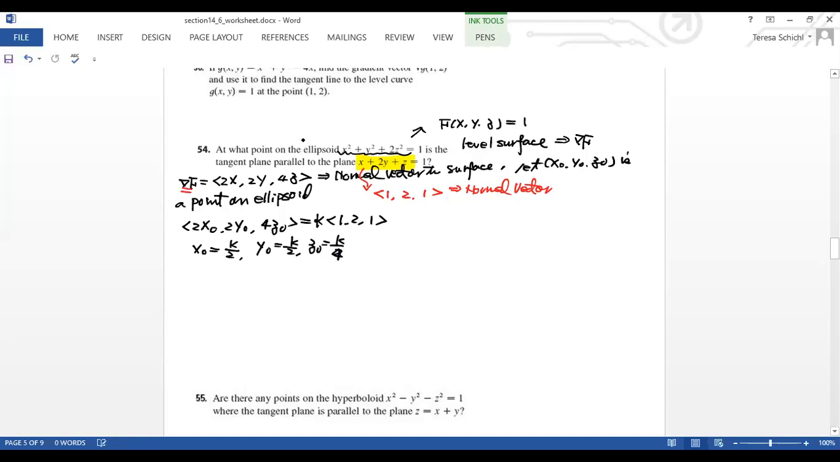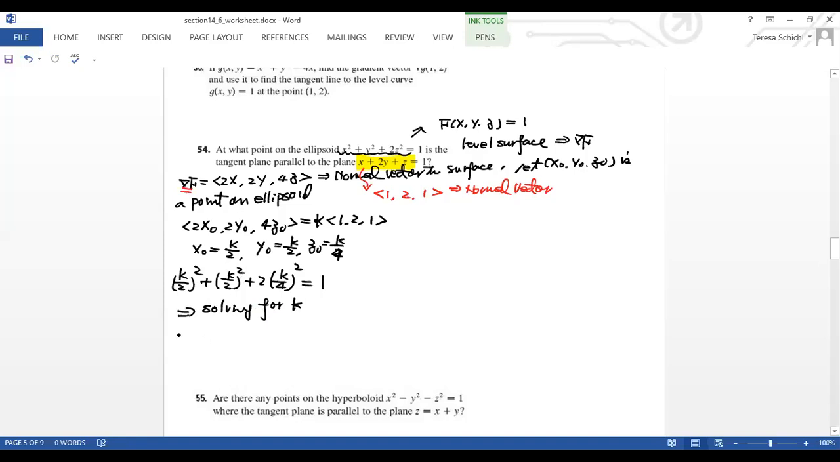Okay, now I substitute all these values back into my ellipsoid, right? So I will say this is (k over 2) squared plus (k over 2) squared plus 2 times (k over 4) squared, and what is that going to be equal to? Equal to 1. Then I'm solving for k here, so this one is pretty easy.